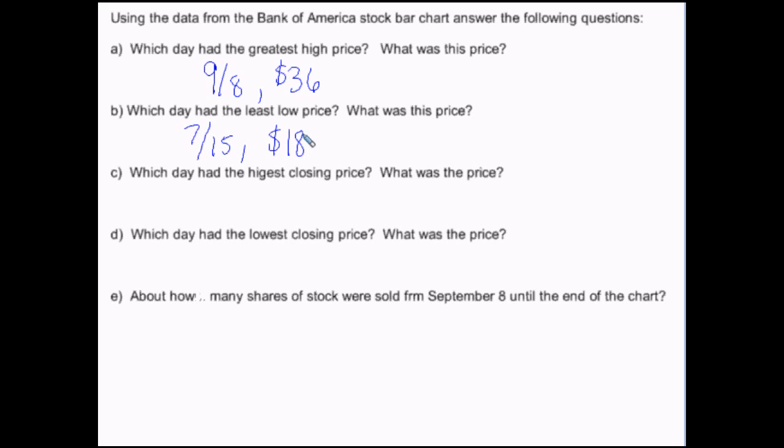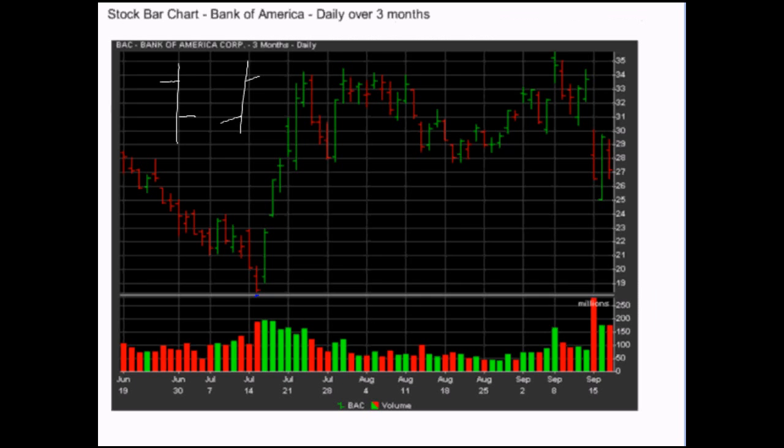Okay, which day had the highest closing price. Now, if we remember on the stick, the closing price is the one that sticks out to the right. So if we go back, we're going to be looking at these sticks on the right. Now, the highest closing price is not going to be down here, right? It's going to be still up top. So we can eliminate most of this chart. And we're going to look at the higher days.